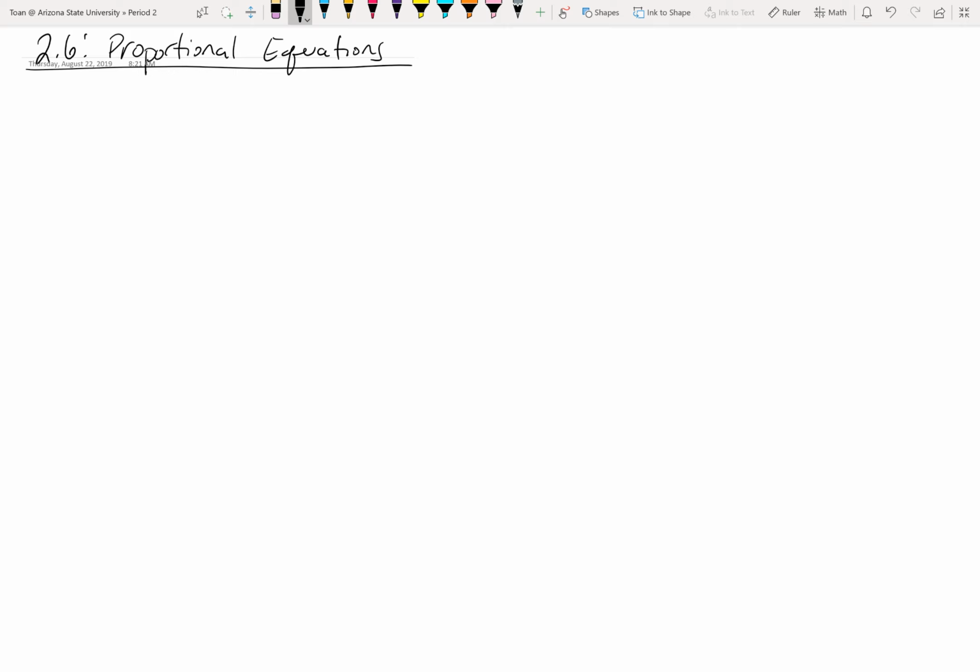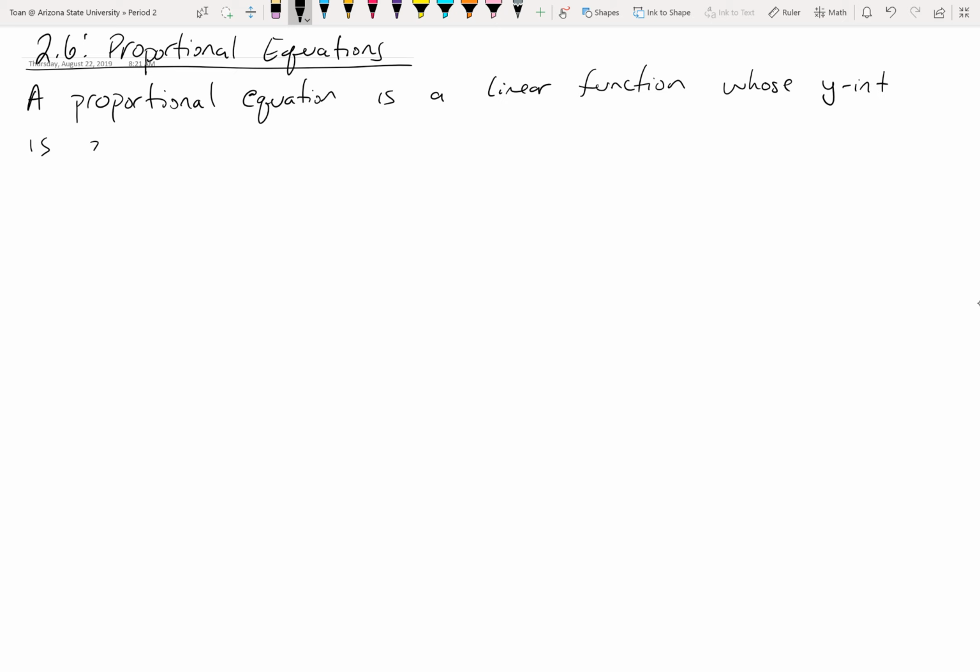So proportional equations, they're lines. They're like the linear equations that you guys wrote equations of yesterday. Here's the only real difference between a regular equation of a line and a proportional equation. A proportional equation is a linear function whose y-intercept is 0. That's it. Easy peasy.